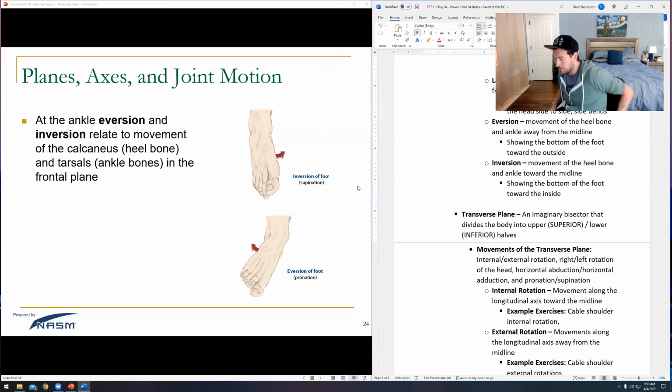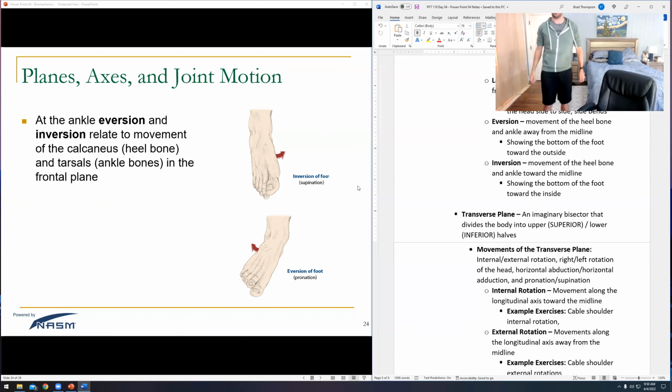So for instance, I'll try to show you this. This is going to be tough to see, but you can see if I take my foot up, right? If I move my foot inward, I'm showing the bottom of my foot towards the midline. That's inversion. If I show the bottom of my foot away from the midline, that's eversion.